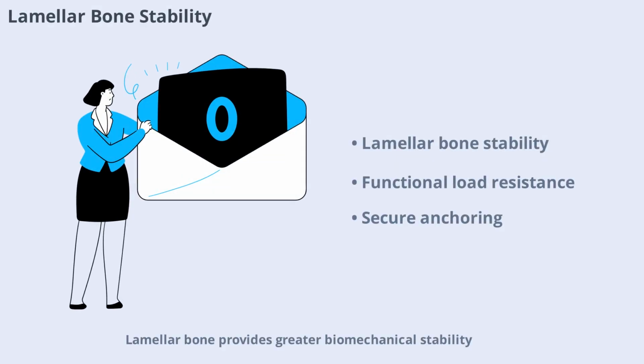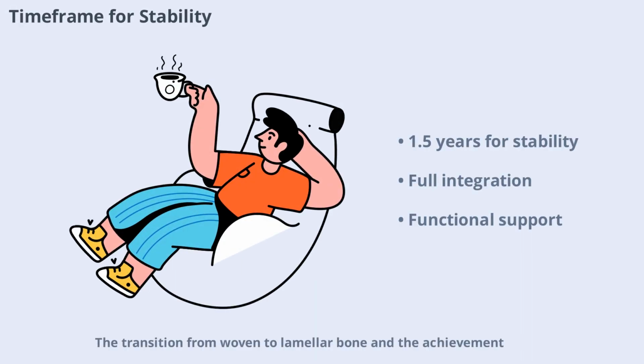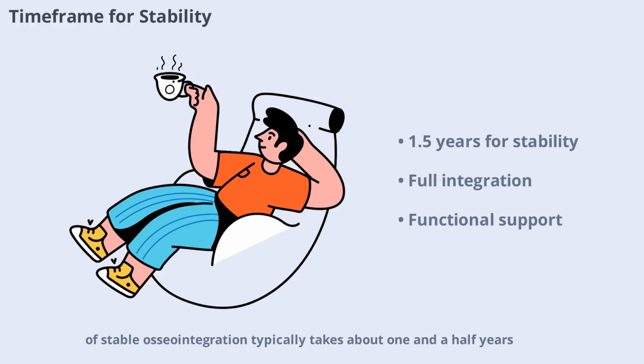Lamellar bone provides greater biomechanical stability, allowing the implant to withstand functional loads and remain securely anchored. This phase marks the completion of the osseointegration process, with the bone-implant interface becoming stable and resistant to external forces. The transition from woven to lamellar bone and the achievement of stable osseointegration typically takes about 1.5 years. This time frame ensures that the implant is fully integrated and capable of supporting functional loads without risk of failure.